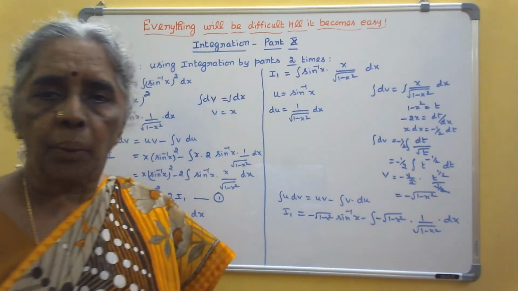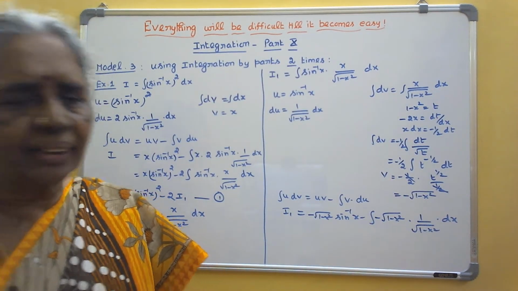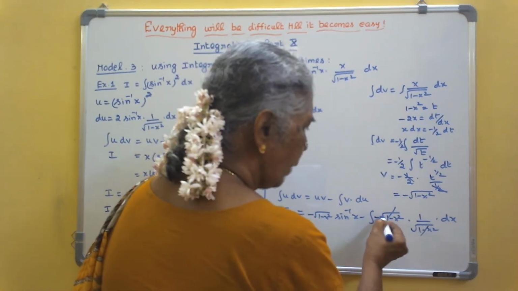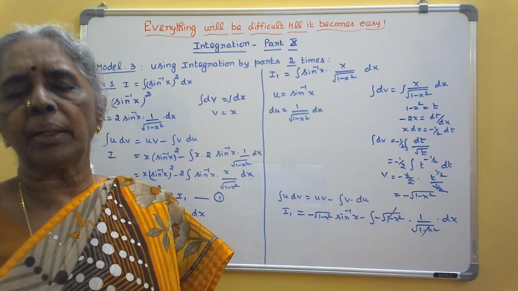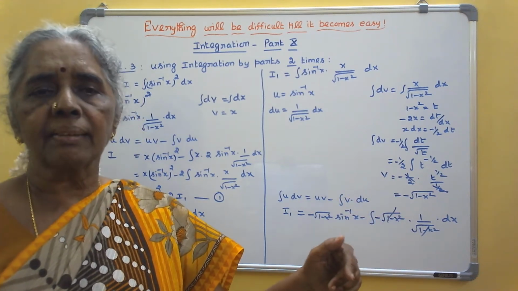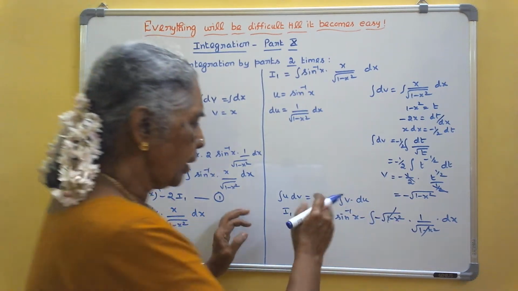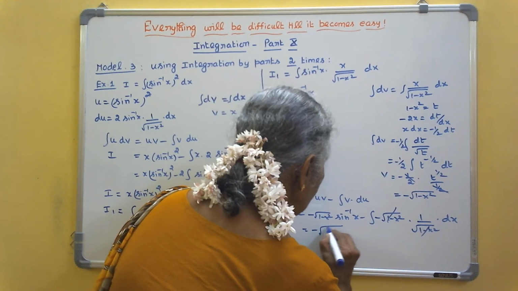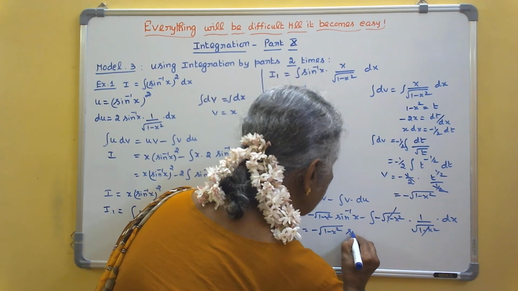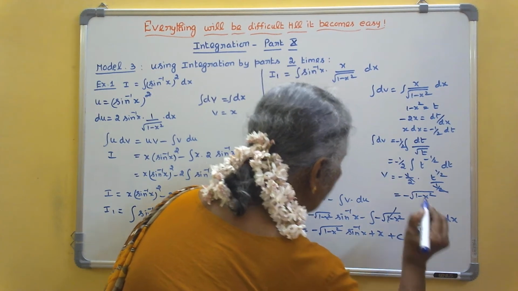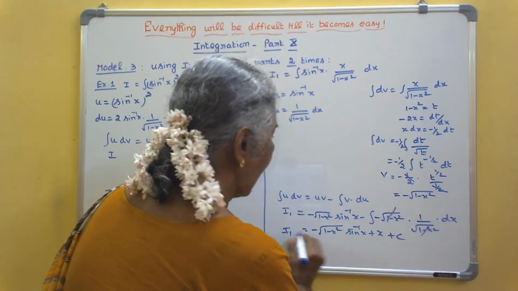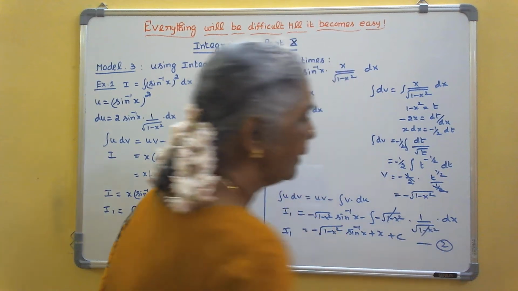1 by root of 1 minus x squared dx. Now see, the root 1 minus x squared will get cut here. This minus if you take out, that will become a plus. So within integral you will get integral dx, that is x. So now I will write minus root 1 minus x squared sin inverse x plus x. Then I will put c. This is my I1 and I will mark it as step 2.